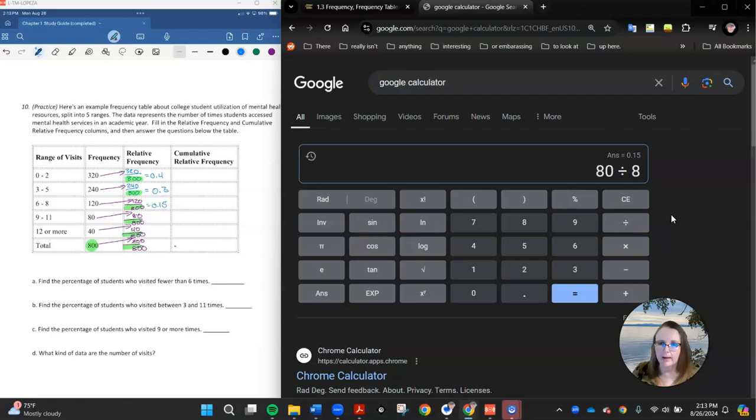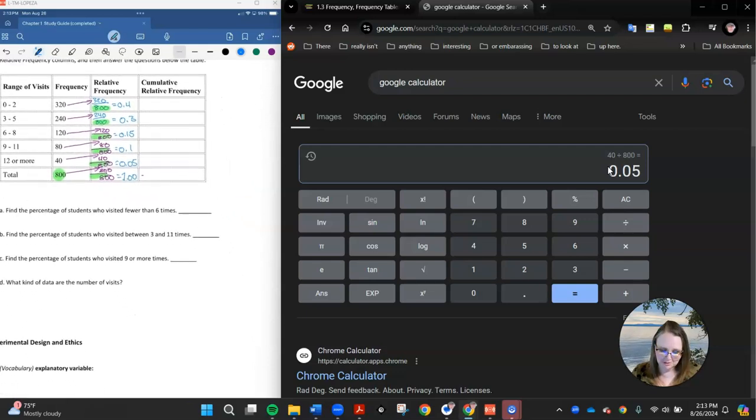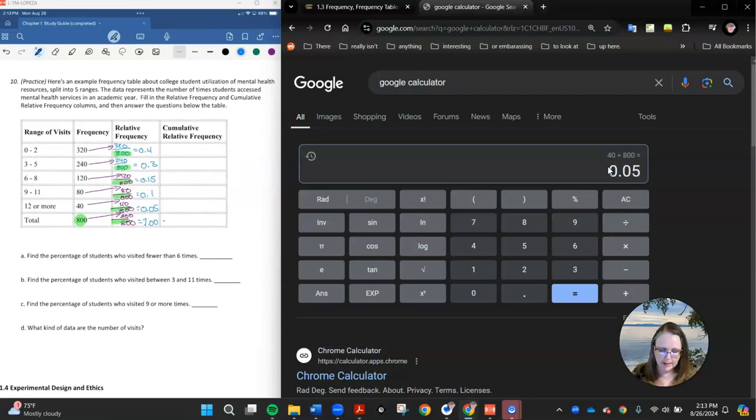80 divided by 800 is 0.1. 40 divided by 800, not minus 800. That will not give me the answer I'm looking for. Divided by 800 is 0.05, and 800 divided by 800, that's 1. That's 100%, which is good because that's the total, and the total should be 100%.